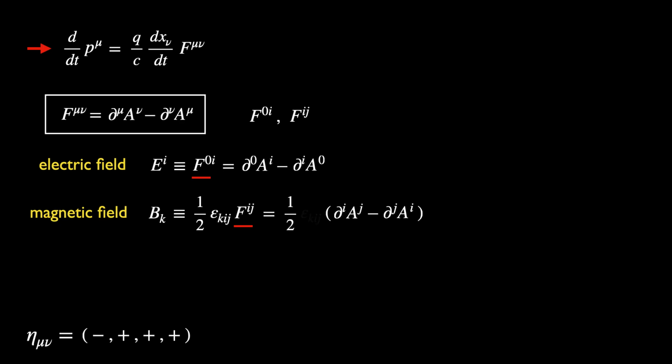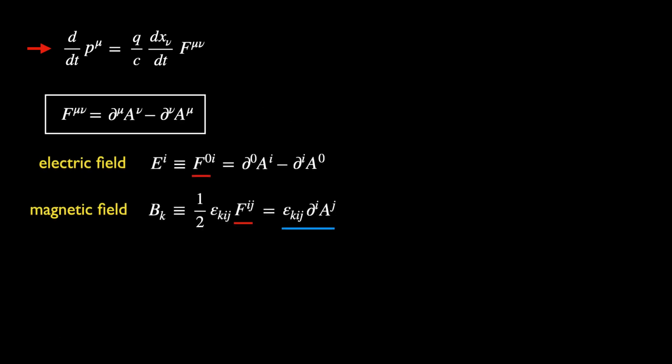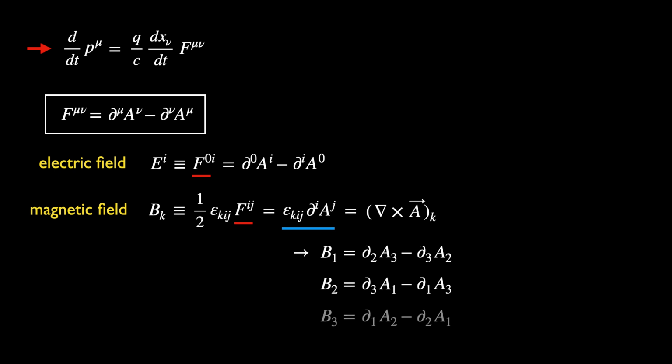Due to the anti-symmetry of the epsilon symbol, this last expression can be further simplified. Now you see why we have added the factor of half. This is just the curl of A from vector analysis. The B field is defined to be the curl of A, and in components form.